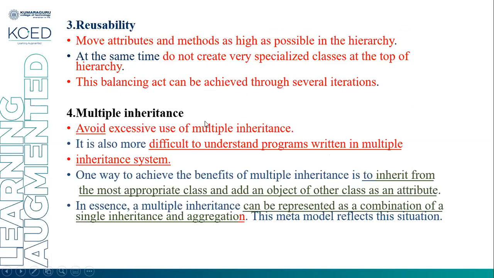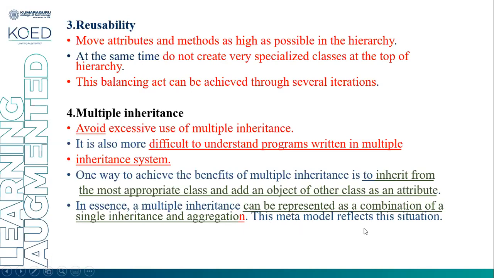The fourth one is multiple inheritance. Avoid excessive use of multiple inheritance. Multiple inheritance should be used very sparingly. It is also more difficult to understand a program written with multiple inheritance. One way to achieve the benefit of multiple inheritance is to inherit from the most appropriate class and add the object of the other class as an attribute, as a part of this class. So this is a simple solution. In essence, multiple inheritance can be represented as a combination of single inheritance and aggregation.